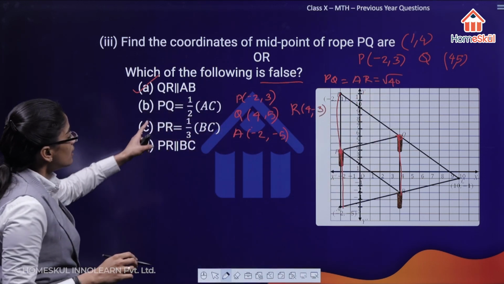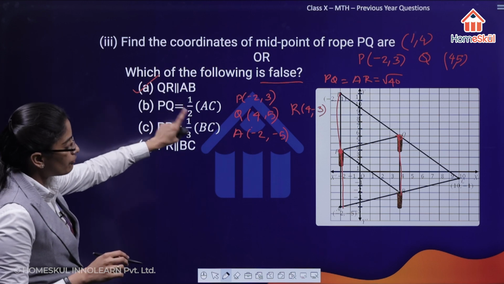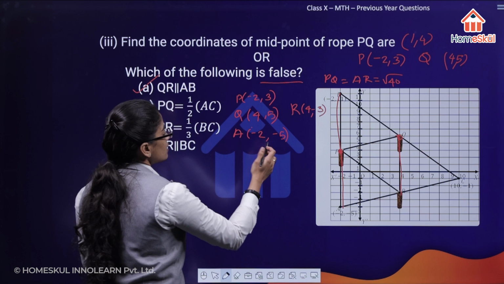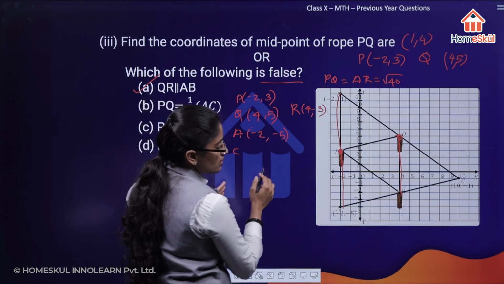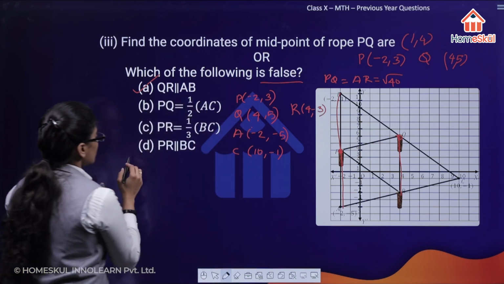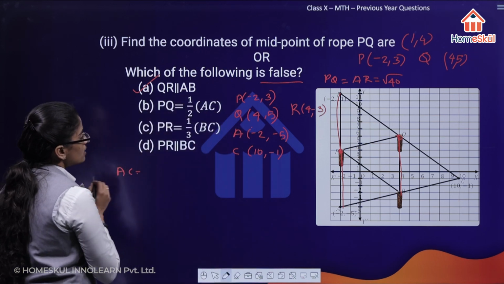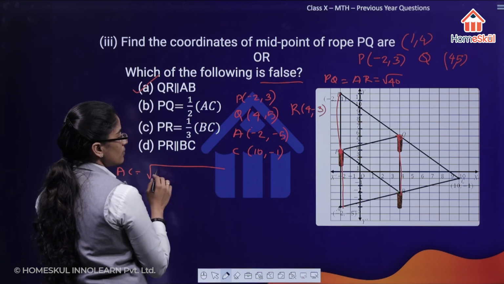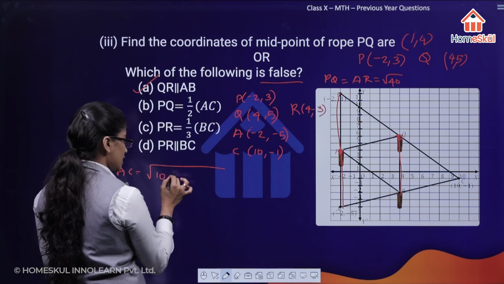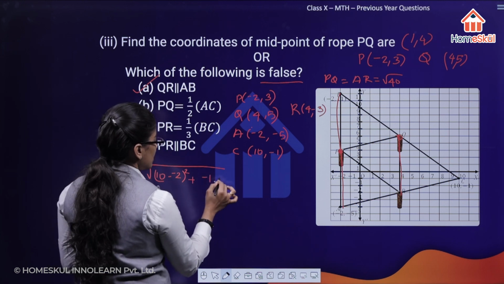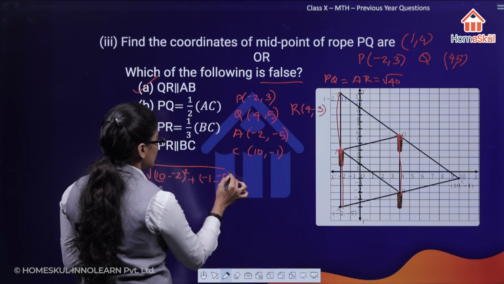Now, we need to check whether PQ is equal to half of AC. For that, we will be finding the distance AC. What are the coordinates of C? Coordinates of C are (10, -1). So, distance AC is equal to the root of (x2 - x1)² + (y2 - y1)². (10 - 2)² + (-1 - 5)².